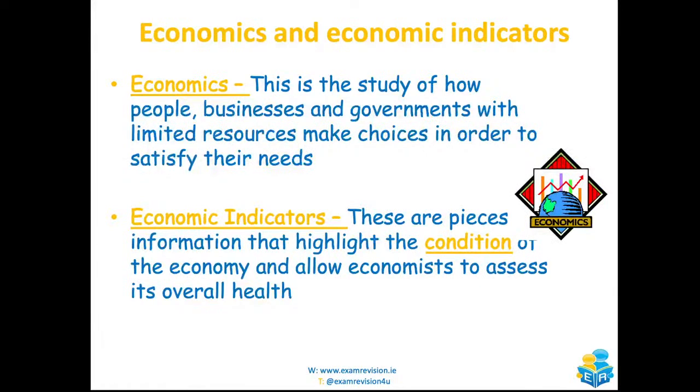And economic indicators then are pieces of information that highlight the condition of the economy and allow economists to assess its overall health. So essentially, we use the economic indicators as different aspects of information, which shows to us the condition that the economy is in currently. And what economists do is they use the information gathered from those economic indicators to assess the overall health of the economy.